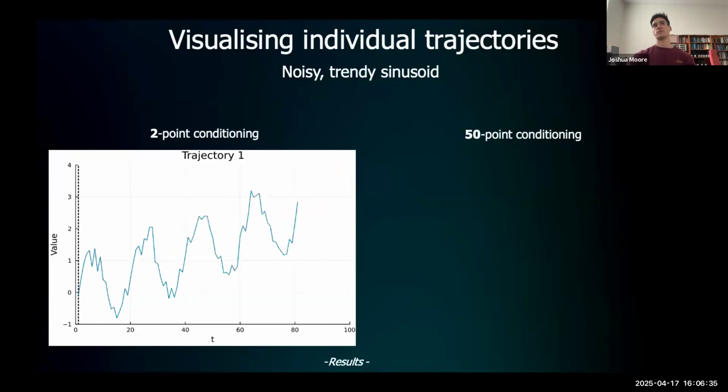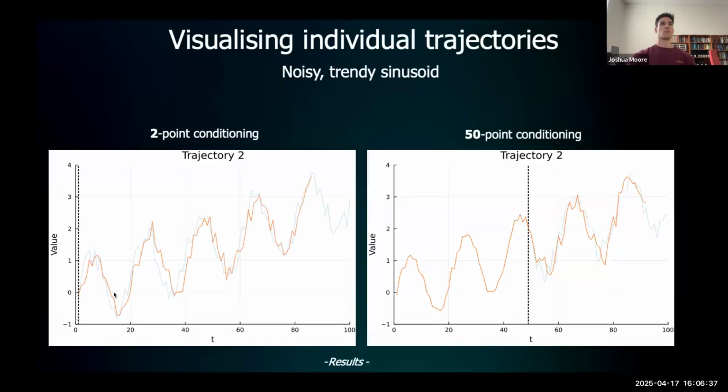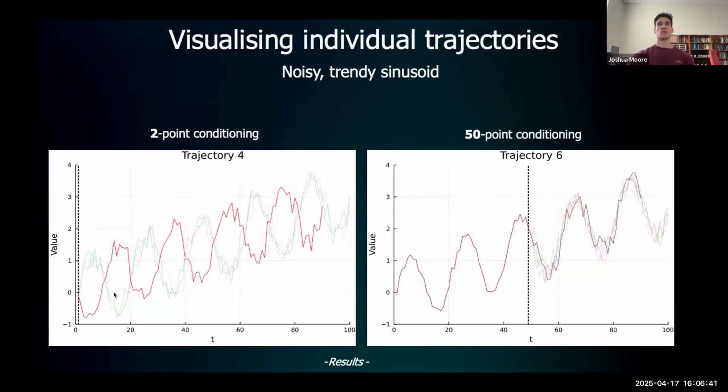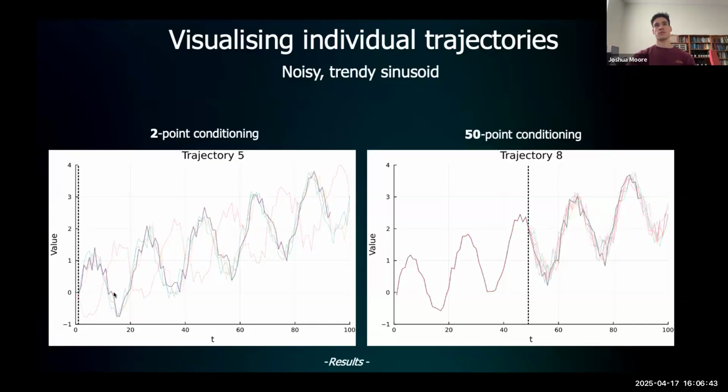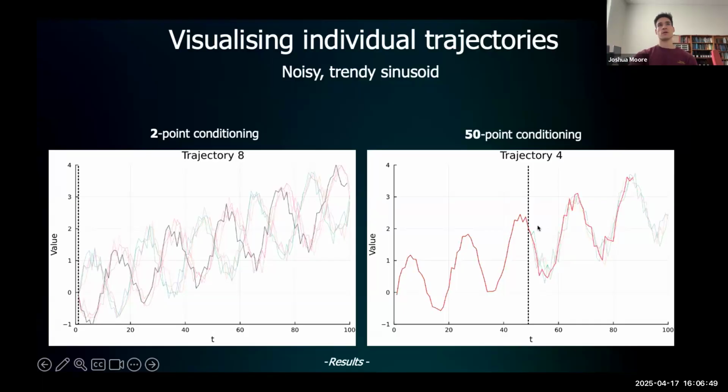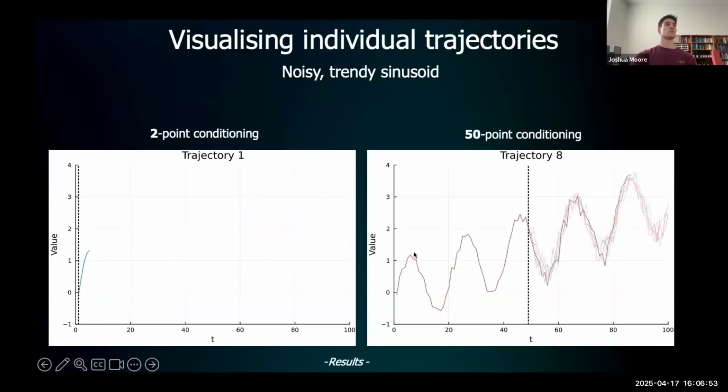But what happens if we feed in 50 points? So we observe the first 50 points, and then we let the MPS try and predict essentially the next 50. And we can see here that the phases are much more well constrained because we have access to a lot more information on which to condition our joint distribution.